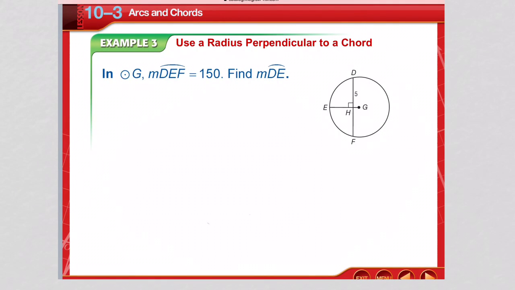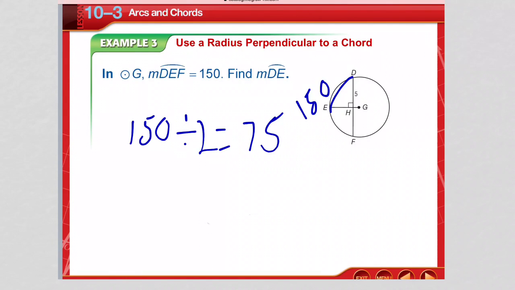So first thing, it has in circle G, DEF is 150, so I'll go ahead and write that there. And I want to find the measure of DE. So I have that my radius and a chord are perpendicular. So that tells me that it's going to cut this chord and this arc in half. So if I know the entire arc here is 150, to find DE, all I have to do is take 150 and divide by 2, which would then give me 75.